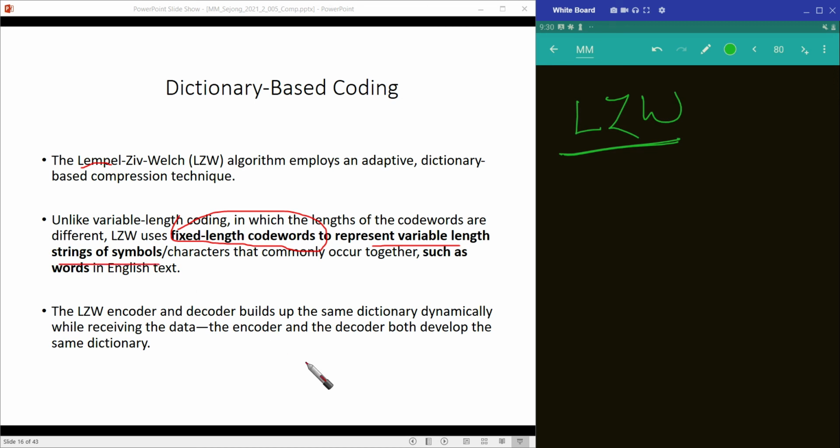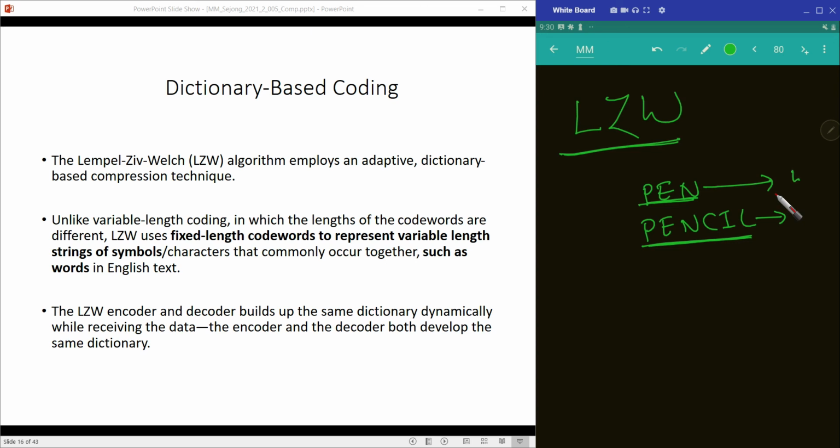What is that? Think about a word like pen, and let's think about another word, pencil, right? So this is basically a new word, and this is another word. For this word, we use, let's say, a fixed number of bits, maybe 5 bits or 10 bits or 9 bits, whatever. Let's say 8 bits we represent for this word. Same for this word, we also use 8 bits. So that means we use fixed length encoding, but this word itself is variable in appearance, or in shape. So that's why it is still a variable length encoding, but we use fixed length code words.